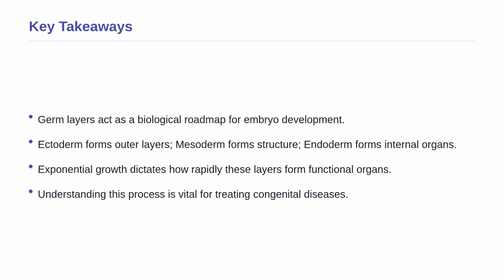We have covered a lot of ground today, so let us summarize the most important ideas from this topic. First, we learned that the fate of germ layers is the ultimate biological roadmap, transforming a simple sphere of cells into a complex organism. Second, we mapped out the specific roles. The ectoderm forms the outer coverings and nervous system, the mesoderm builds the structural and circulatory components, and the endoderm creates the internal digestive and respiratory linings.